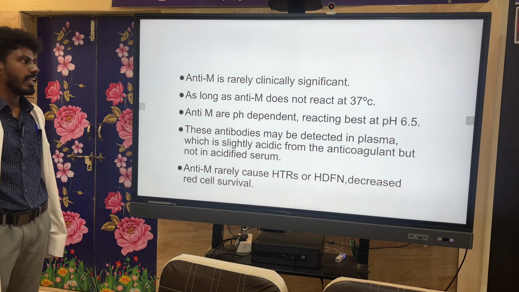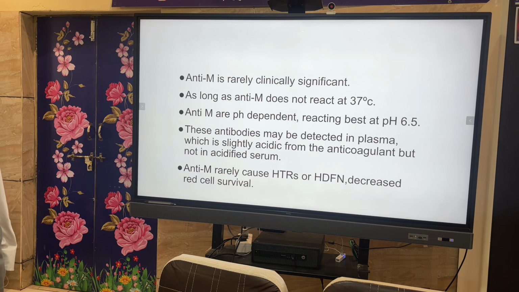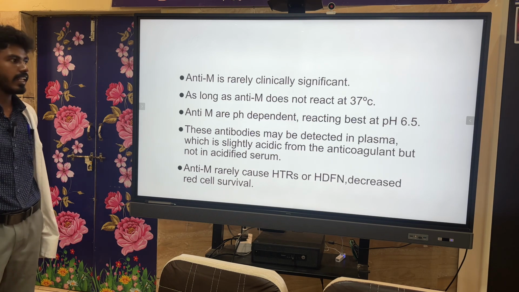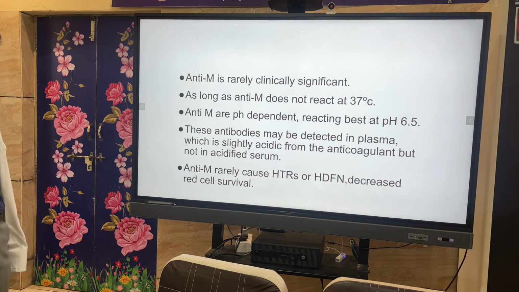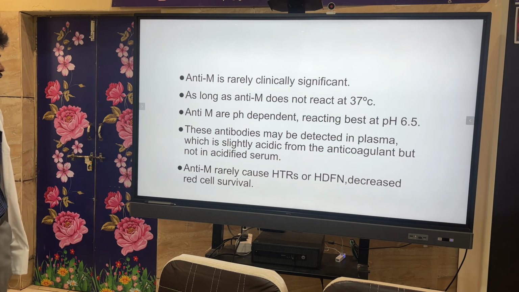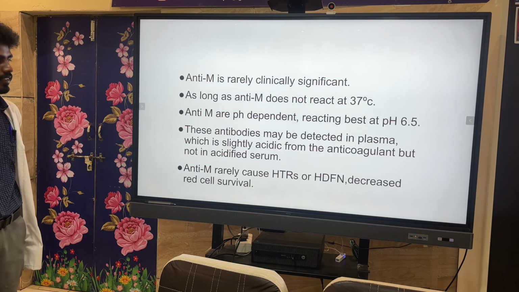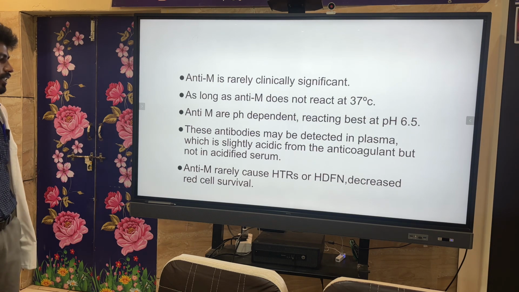Anti-M is rarely clinically significant. Anti-M does not react at 37 degrees. Anti-M is pH dependent, reacting best at pH 6.5. These antibodies may be detected in plasma, which is slightly acidic from the anticoagulant, but not in acidified serum. Anti-M rarely causes transfusion reaction, hemolytic disease of the fetus or newborn, or decreased red cell survival.